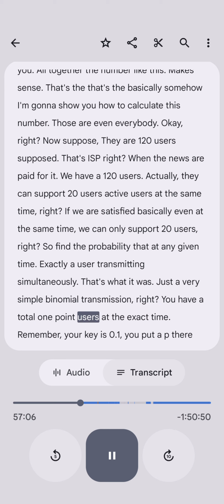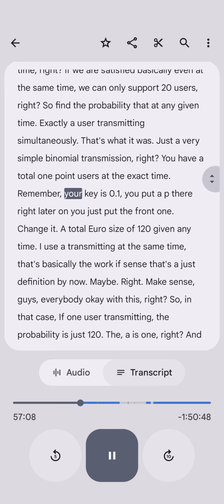You have a total of 120 users. At the exact time, remember your p is 0.1. You put a p there, right? Later on, you just put in 0.1. With the total of 120 users, given any time, n users transmitting at the same time, that's basically the formula. Make sense? That's just the definition of binomial distribution, right? Make sense, guys? Everybody okay with this, right?